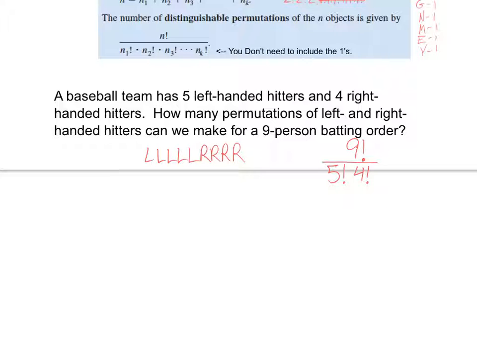So there's our solution. 9 times 8 times 7 times 6 over 4 times 3 times 2 times 1. Alright, 3 and 2 make a 6, so that cancels out. 4 cancels with the 8 and leaves a 2. So now we have 63 times 2 is 126. So we have 126 different arrangements when we consider just the left-handers and right-handers.